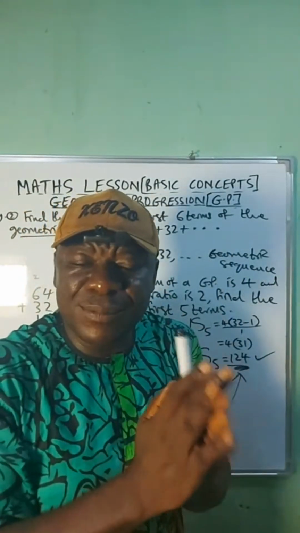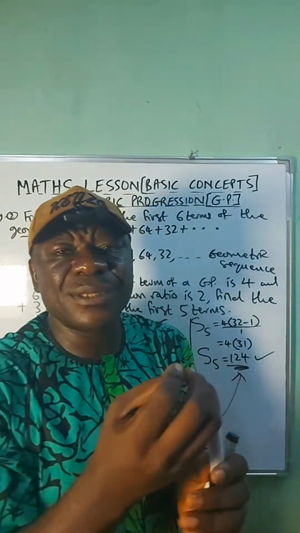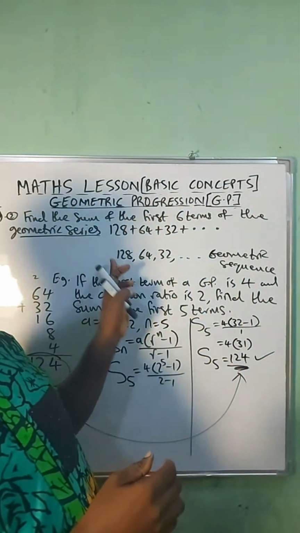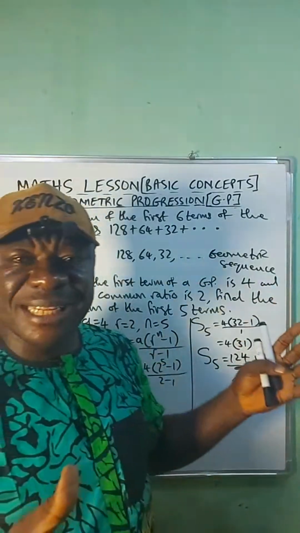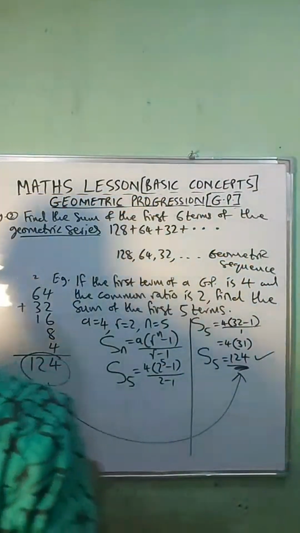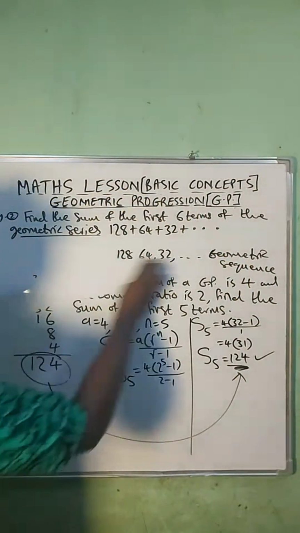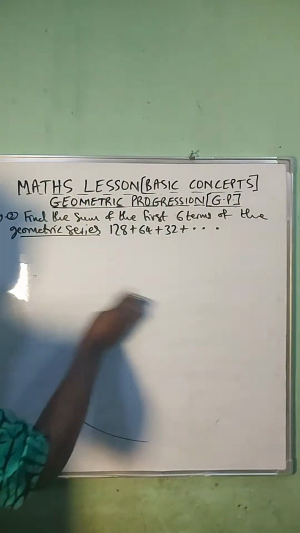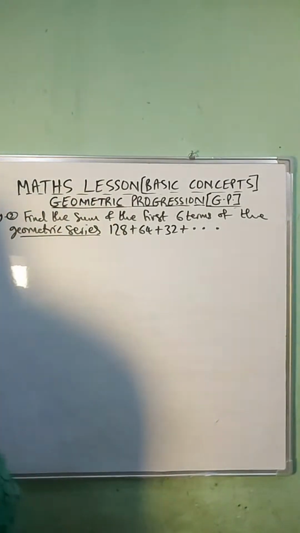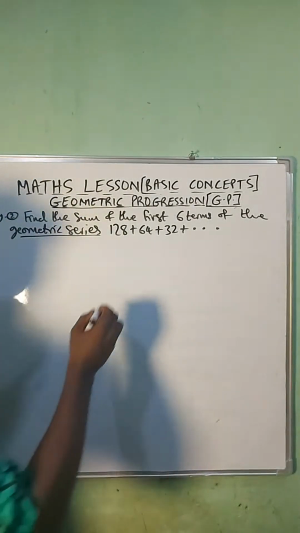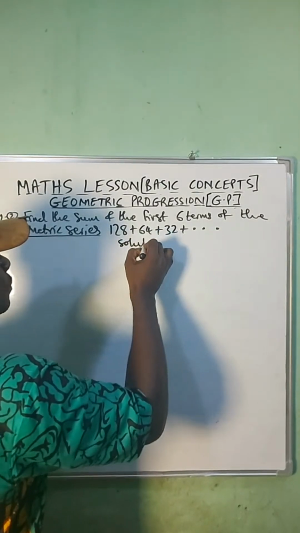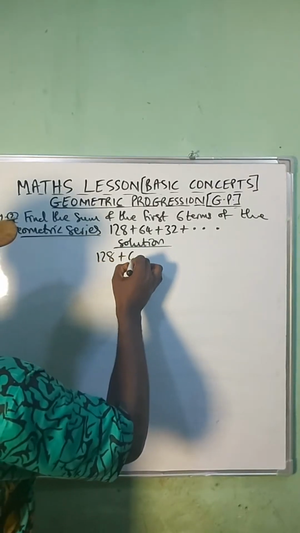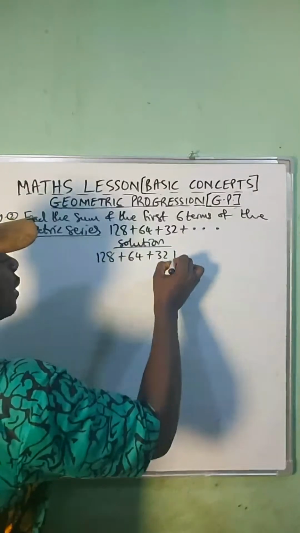But they are still giving us the same information. When you use that word series, you see either addition or subtraction there. So series are terms in a sequence that have been added up together, but it doesn't change anything. You still get the same answer. 128 plus 64 plus 32 plus.